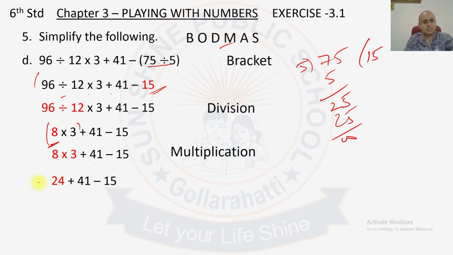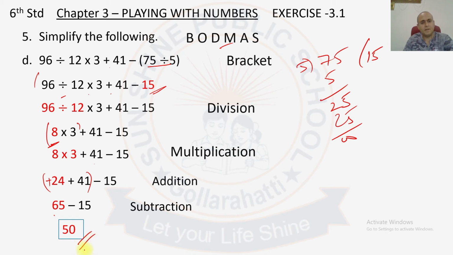Now addition. See here, for 24 you have plus and for 41 you have plus. Therefore you can add these two numbers. 24 plus 41, when you add you get 65. Now subtract 15. At last, 65 minus 15, when you subtract you get 50. So 50 is the answer.